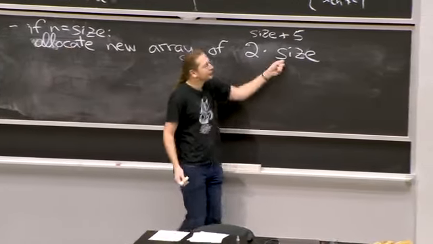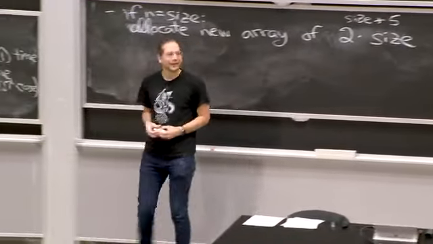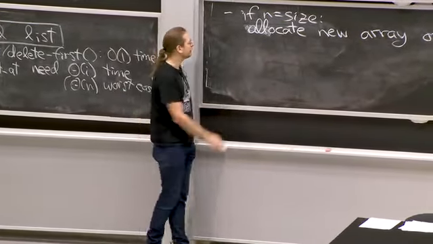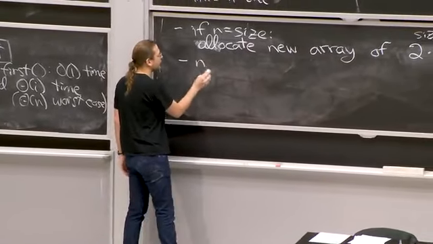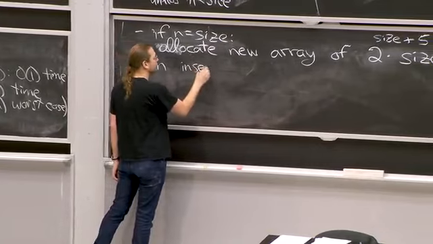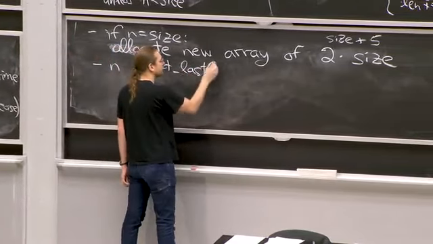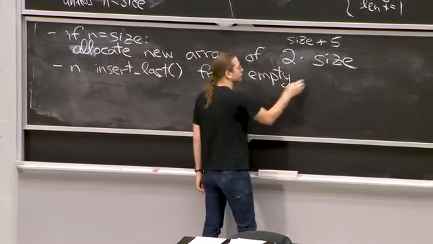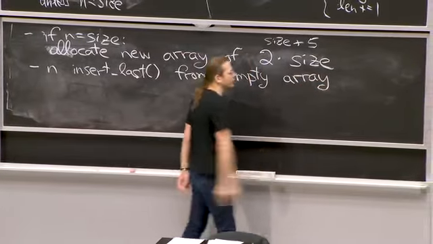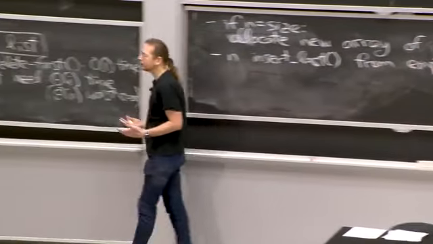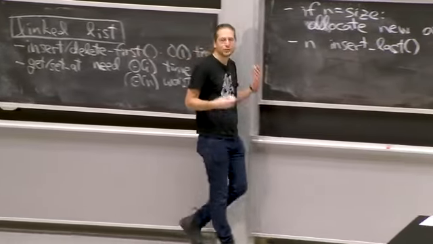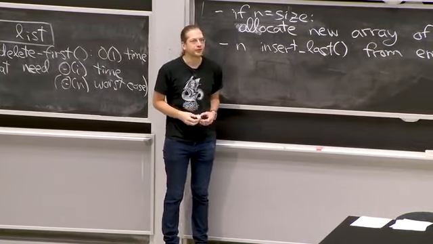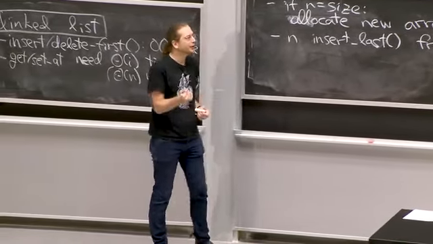Whereas with 2 times size, now we have to think a little bit harder. Let's just think about the case where we're inserting at the end of an array. So let's say we do n insert last from an empty array. When do we resize? At the beginning, I didn't say what we do for an empty array. Let's say size equals 1. So we can insert 1 item for free. As soon as we insert the second item, we have to resize. That seems bad. Immediately, we have to resize. Then we insert the third item.